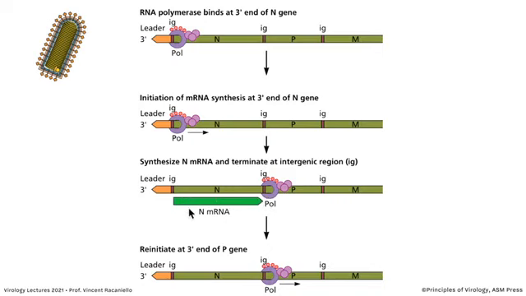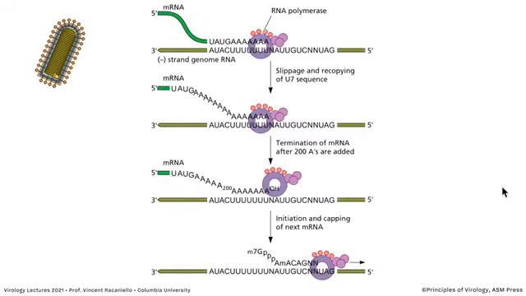So once there's enough N protein made, it will start to coat the newly made N mRNA here, but then it will not stop and it will continue along the whole way. So that's the switch. The other thing I want to tell you about is how polyadenylation occurs.